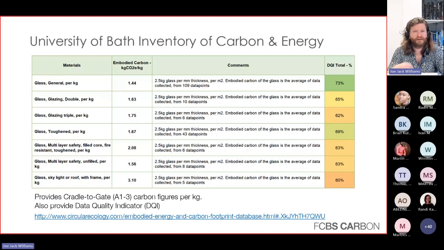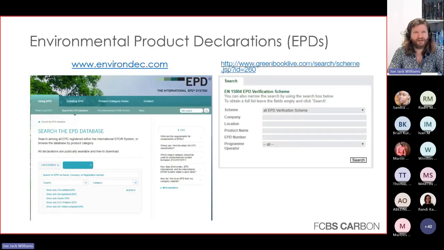If you start to get a bit further down the line, maybe it doesn't have the material in here, it doesn't have all the materials in this database, you might want to start to think about looking for an environmental product declaration. Now, environmental product declarations can be quite complicated beasts. There's lots of data in there. These are two of the key places I start to look. So there's EnvironDec, there's Green Book Live. There's also other ones out there. There's EC3, which is a US one and is free. France have a fantastic one. I forget what it's called. I think it's ines.fr.